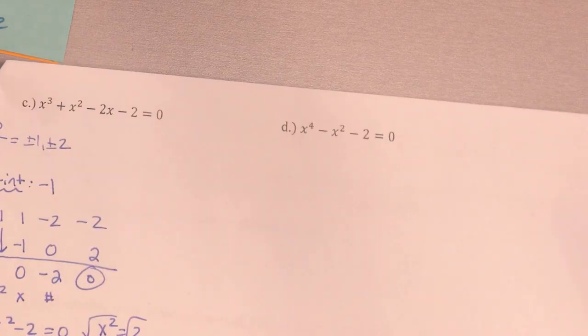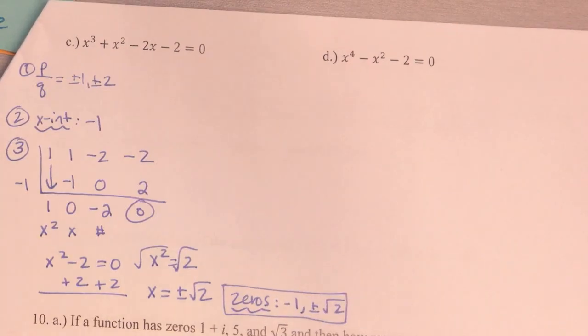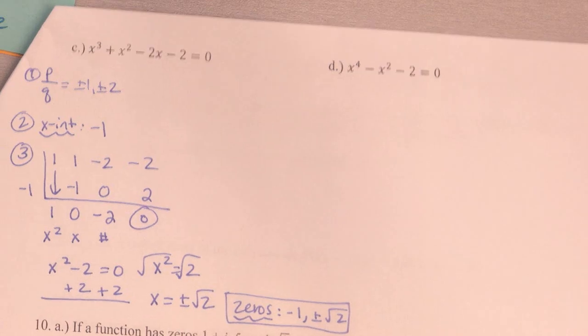Good. And then some of you factored by grouping, and you can absolutely do that as well. You get the same thing. You'll end up with x squared equals 0, and then x plus 1 equals 0.